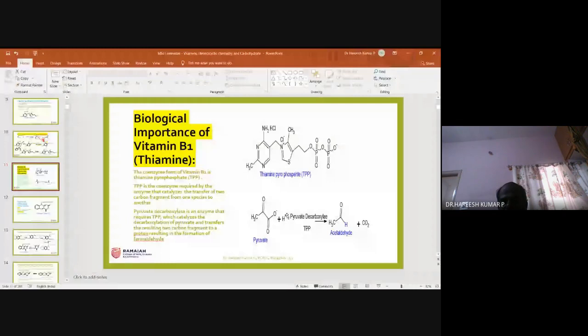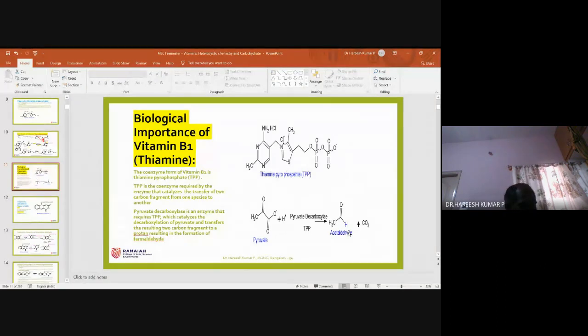So what is happening here? Decarboxylation is going out. And what is the two carbon unit? CH3CO. CH3CO is transferred to the proton. That is how acetaldehyde is obtained. Okay, this is about the biological importance.